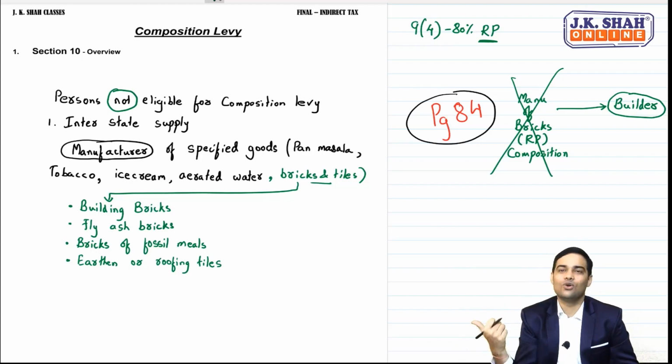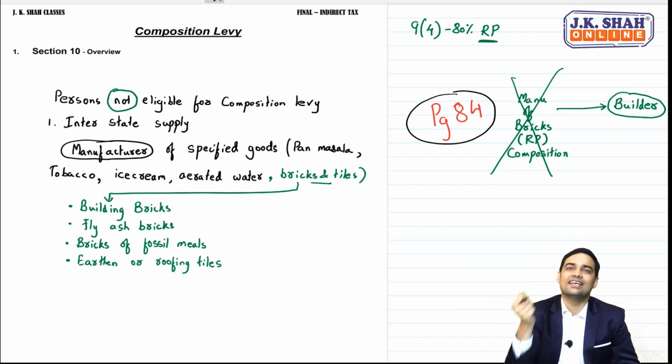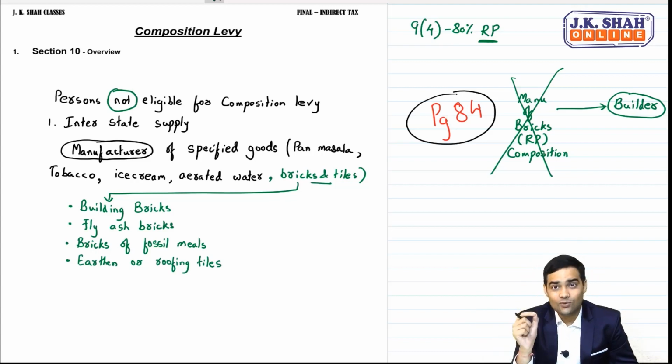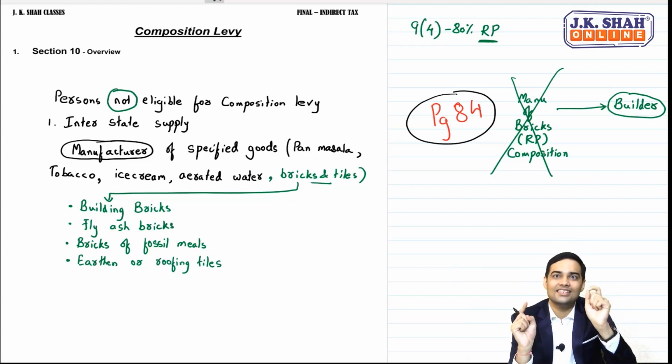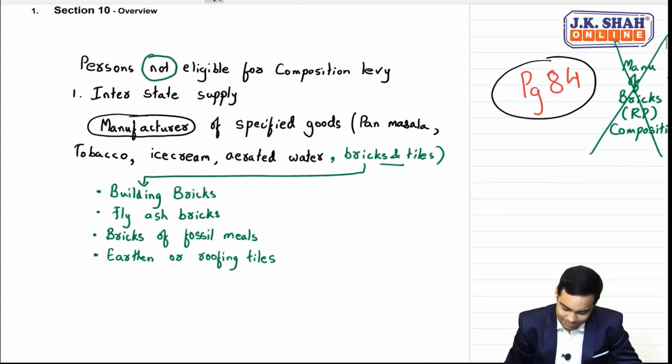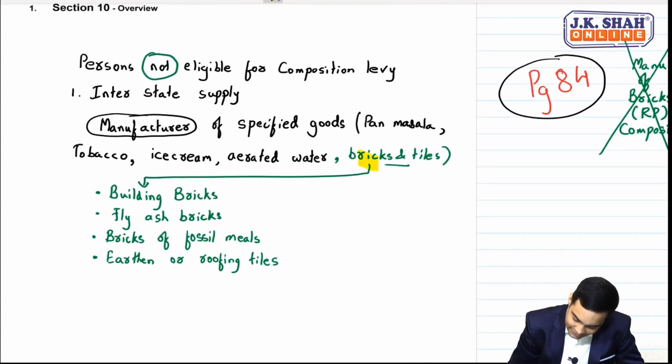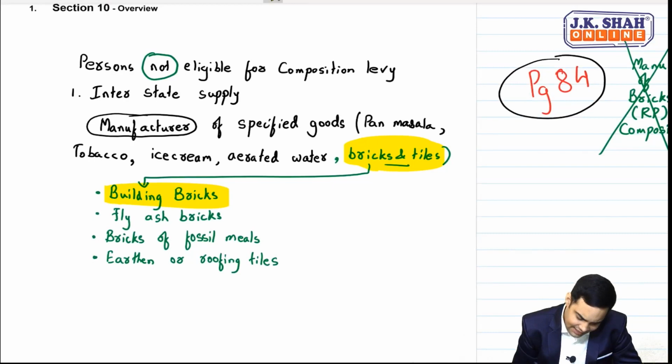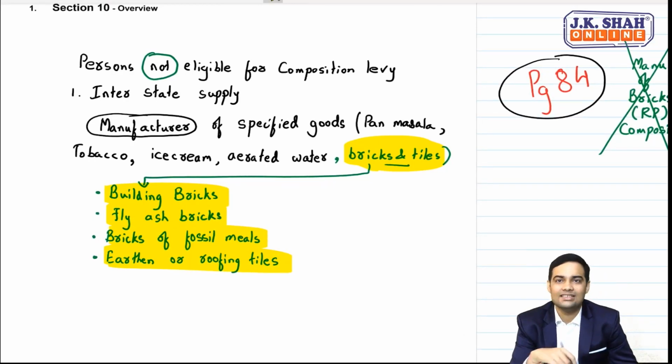Now, if I charge a lower amount, I would have to anyways increase my sale price. So, it was done for the manufacturer not to avail this concessional provision. That was the purpose behind this. Clear? Great. So, for your exams, persons not eligible, one point added, that is bricks and tiles. And all kinds of bricks and tiles are covered. You can make a note of this on page 84. Okay.